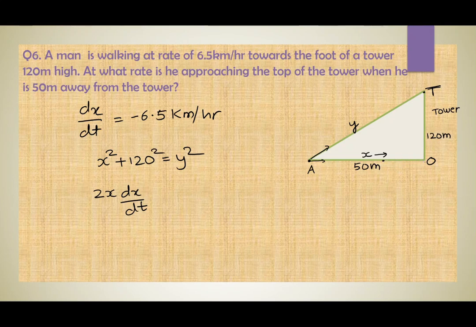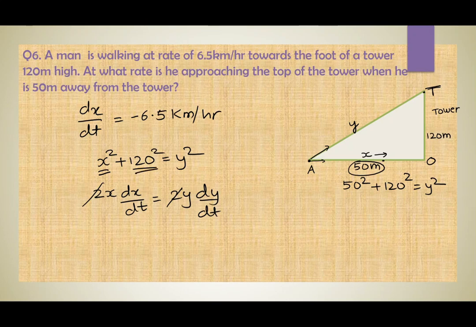Okay, now so twice x dx by dt plus 0 is equal to twice y dy by dt. Okay, so these values should be with us. अब मुझे सिर्फ y की वैल्यू निकालनी है. Okay, so x is of course 50. So 50 square plus 120 square is equal to y square. Y square would be equal to Pythagorean triplet 130 square and y की वैल्यू 130 आने वाली है. So we are going to use that over here.